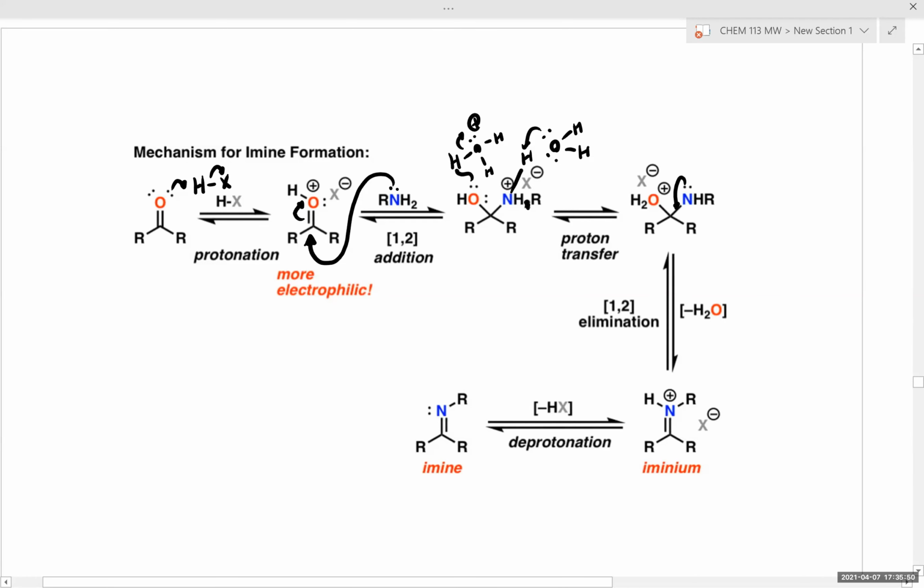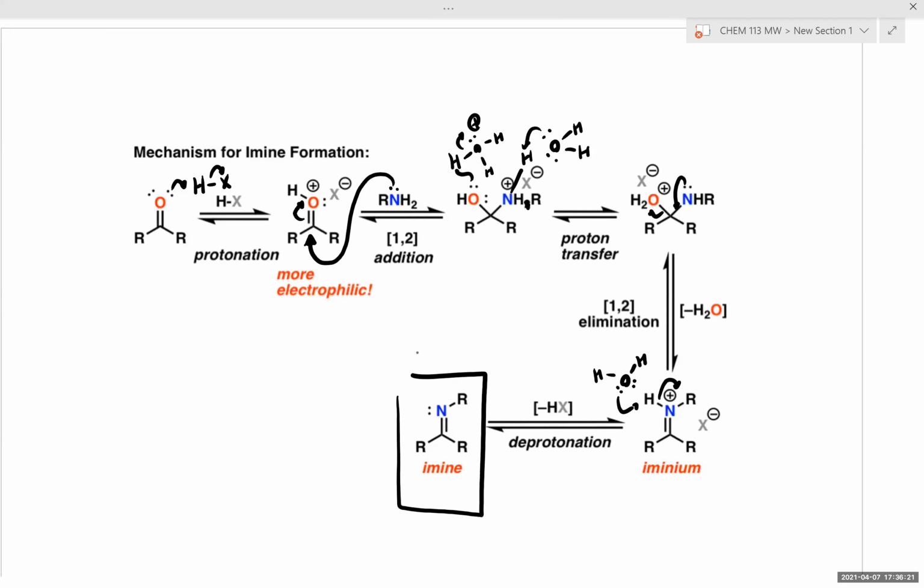Now, just like we've observed previously in the mechanism for acetal formation, we can lose water. We can kick out water and generate this iminium species. From here, all we have to do is deprotonate our iminium species, and that gives us an isolable imine. An imine is an isolable reaction product, and they're stable outside of strongly acidic conditions. Does this mechanism make sense to everyone?